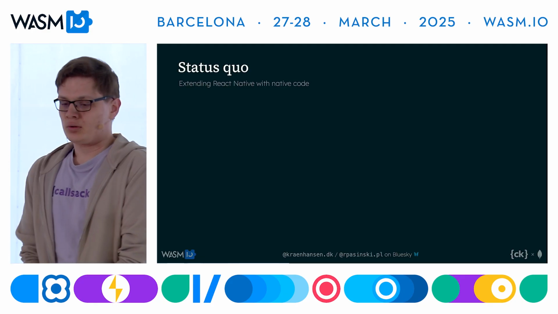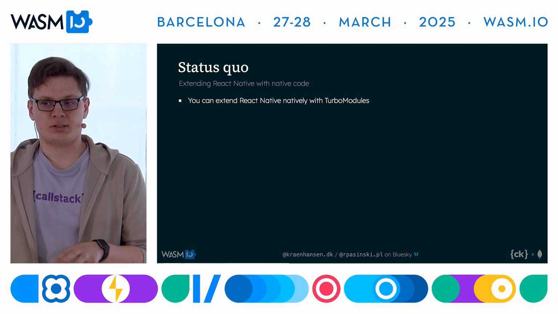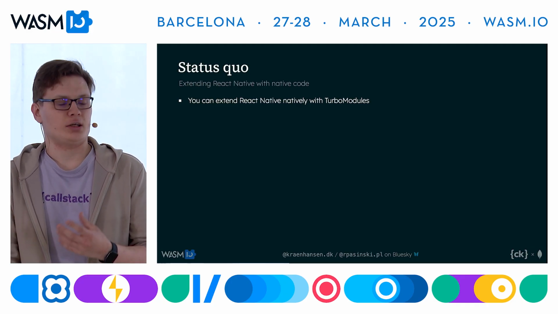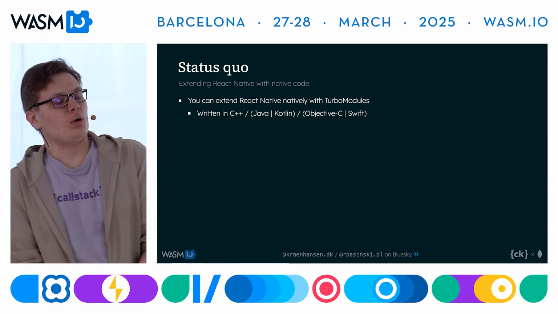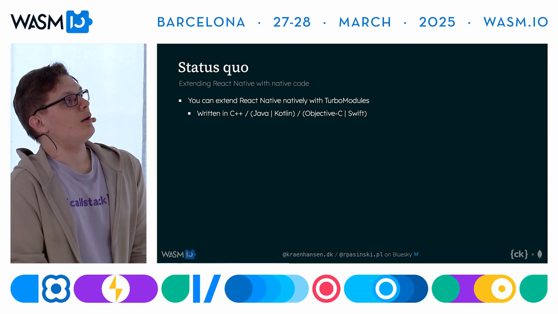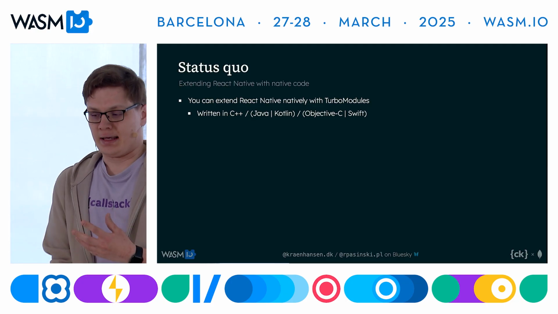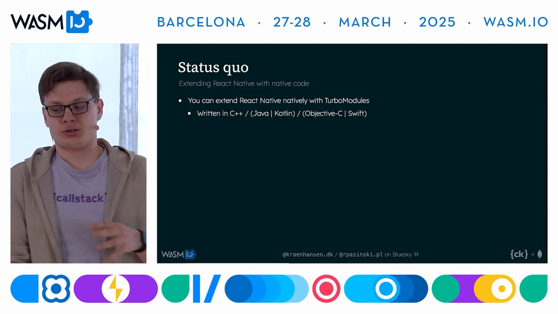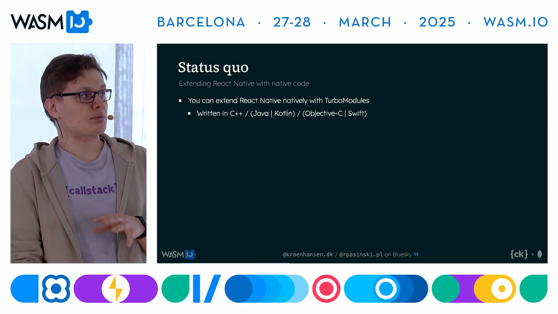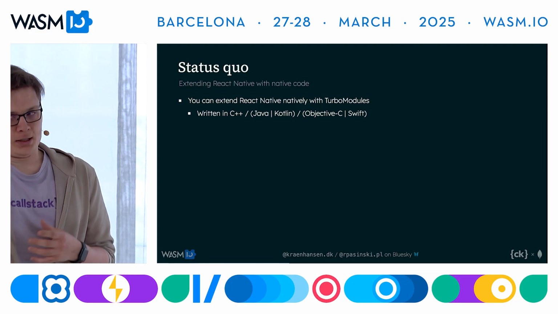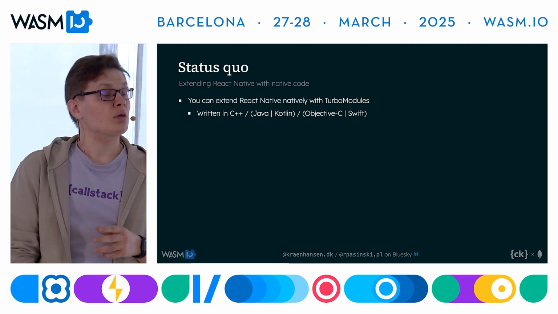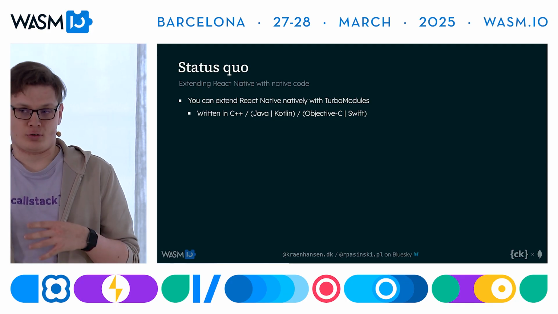So let's talk about the current status of bringing native functionality to React Native. How is it done today? You can extend React Native with native functionalities using what's called TurboModules. These are written in C++ mainly, and you can use Java and Kotlin for Android, and Objective-C and Swift for iOS.